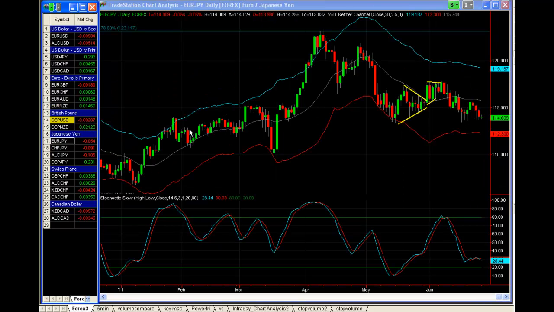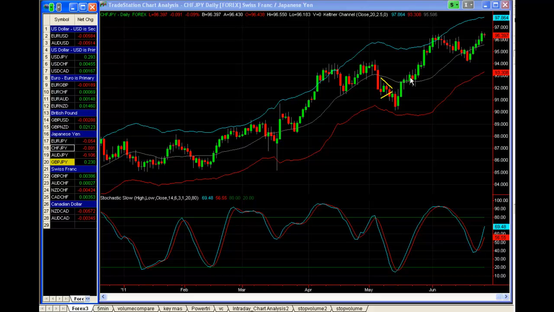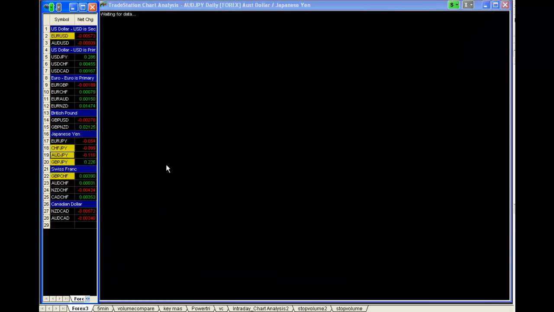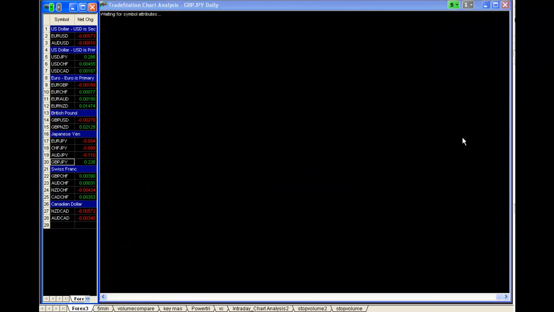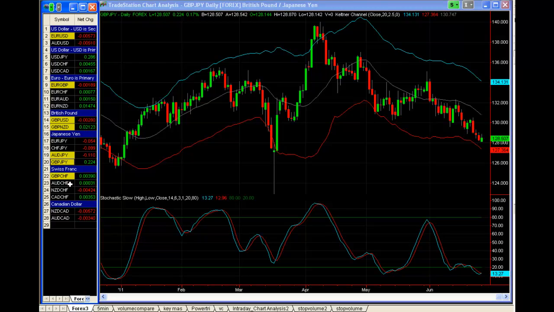Here is the euro yen, nothing. Here is the Swiss yen. Well, it looks like it wants to try to break out above this level. Got there Friday, but no follow through so far. I'd be watching this one for a push up here, a little jack in the box like pattern. See if it can get to that upper Keltner. Here's the Aussie yen. Nope. Here's the pound yen. Nope.